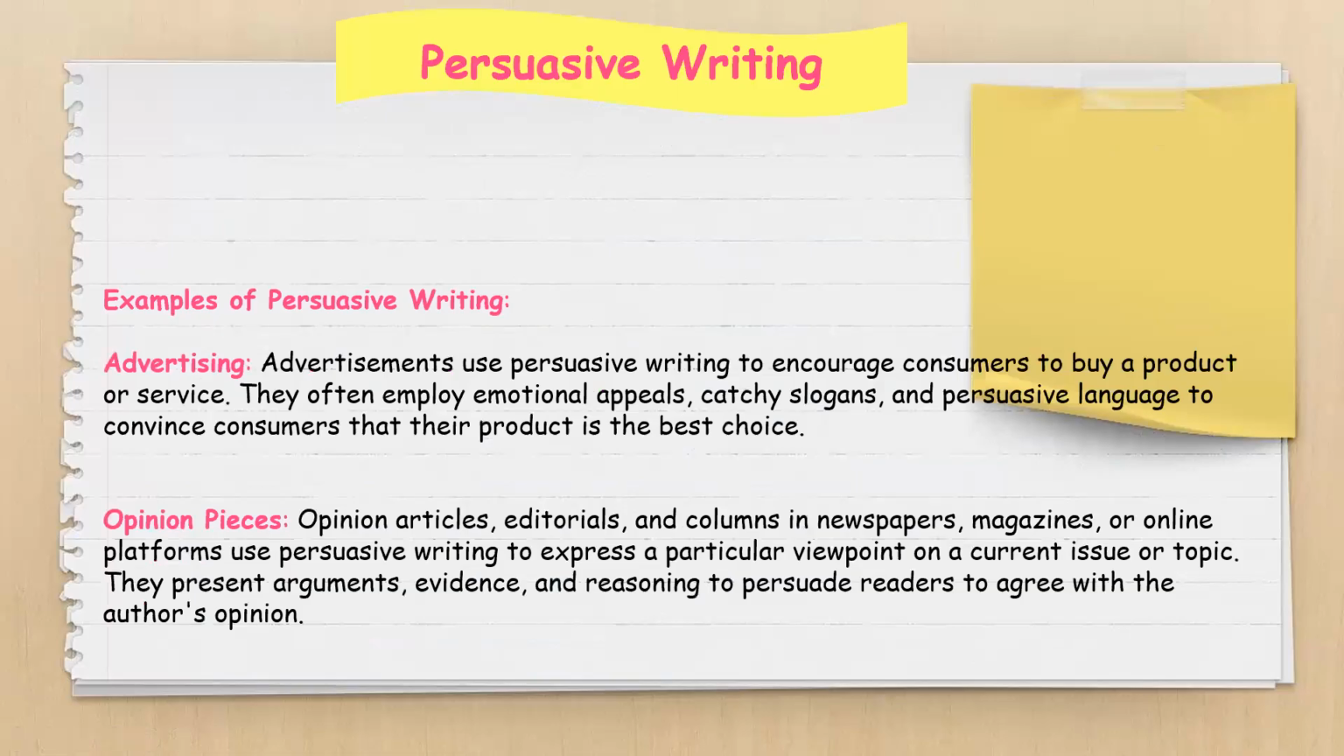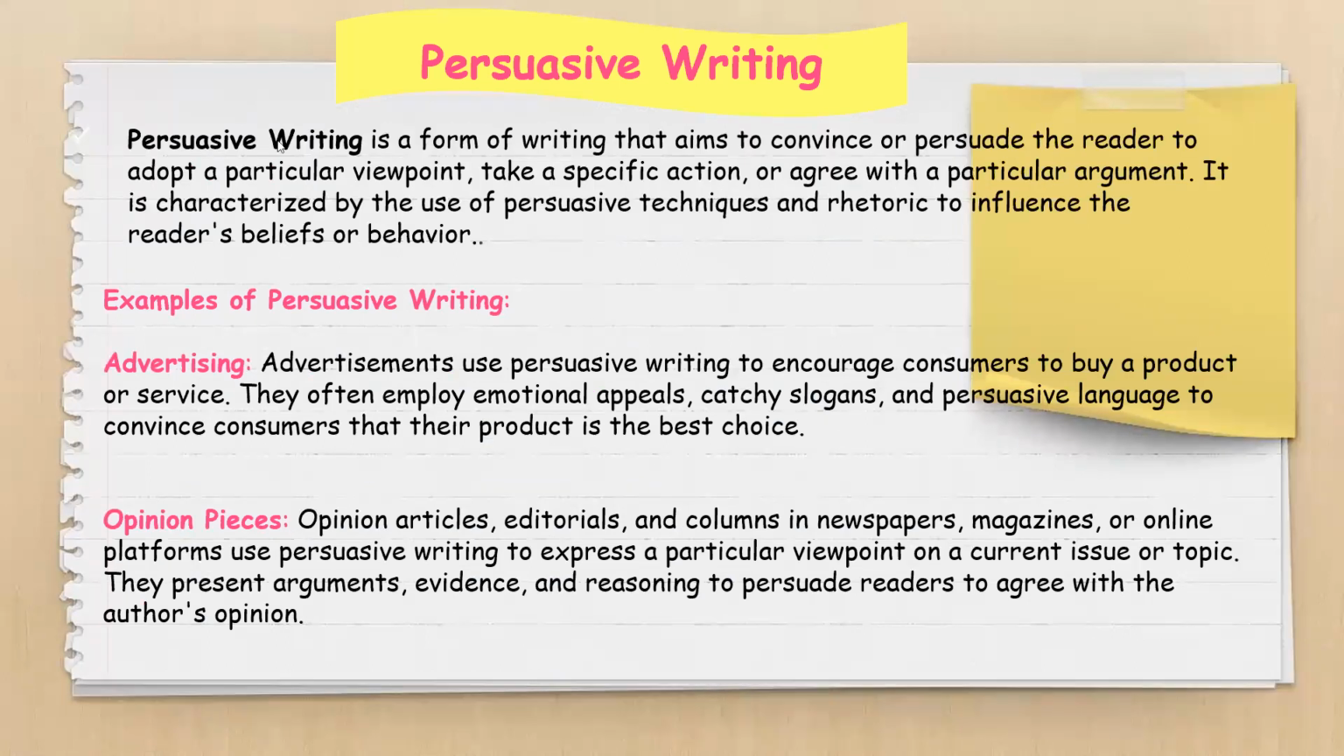Then comes persuasive writing. Persuasive writing is a form of writing that aims to convince or persuade the reader to adopt a particular point of view, take a specific action, or agree with a particular argument. It is characterized by the use of persuasive techniques and rhetoric to influence the reader's belief or behavior. Persuasive writing कौन सी writing होती है?